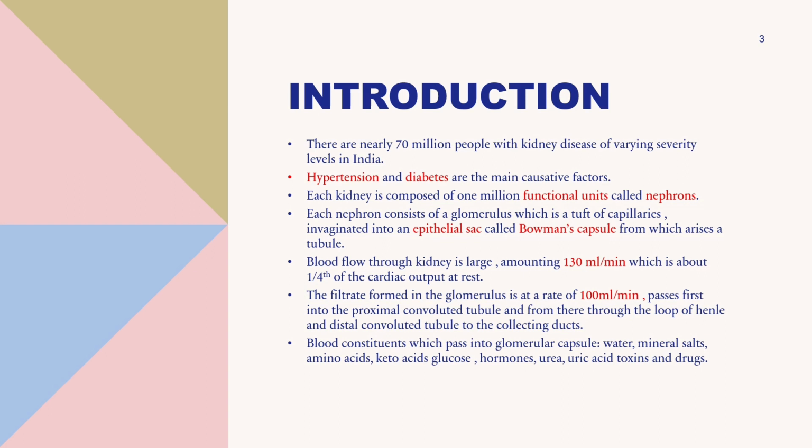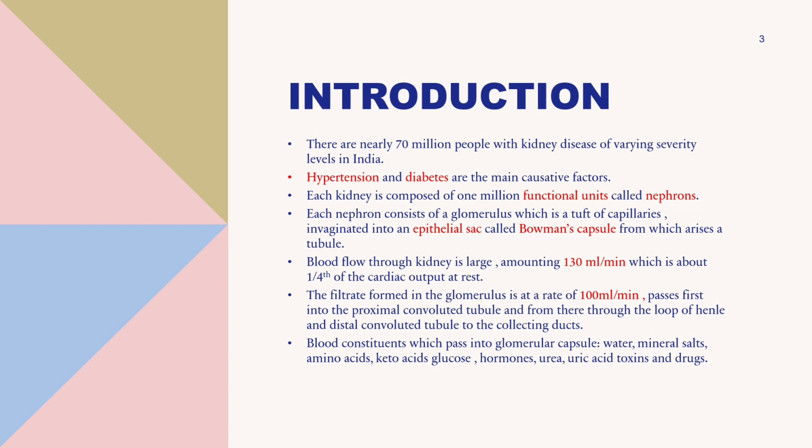There are nearly 70 million people with kidney disease of varying severity levels in India. Hypertension and diabetes are the main causative factors. Each kidney is composed of 1 million functional units called nephrons, and each nephron consists of a glomerulus, which is a tuft of capillaries invaginated into an epithelial sac called Bowman's capsule, from which arises a tubule.